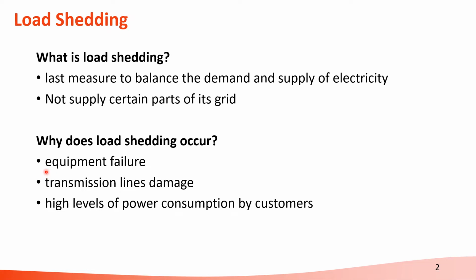The second one is that the transmission line may be damaged, maybe due to a natural disaster. So some of the electricity cannot be supplied to the city. So load shedding may occur at this time as well.